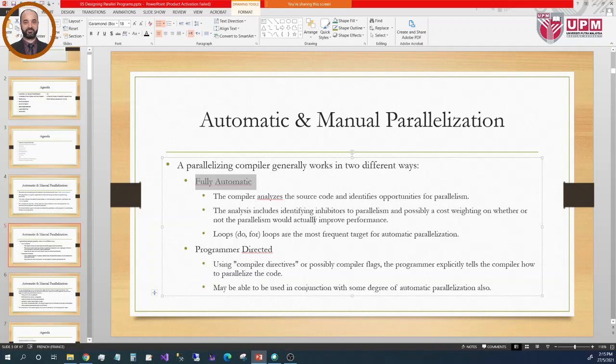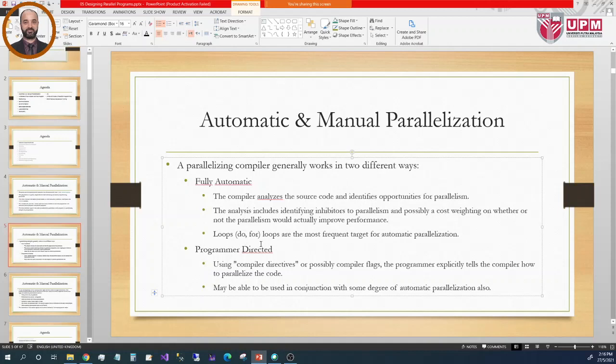The analysis includes identifying inhibitors to parallelism and possibly a cost weighting on whether or not the parallelism would actually improve performance. So this is one of the major problems. Here the parallelizing compiler will try to identify inhibitors to parallelism, and whether it is possible to improve the performance or not. But sometimes the output of these tools will not be satisfactory.